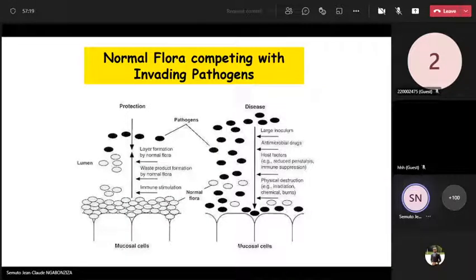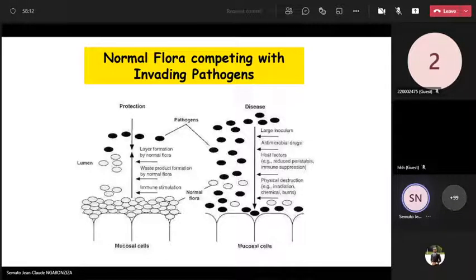So how does normal flora protect our body or protect the mucous membrane, the mucosa cell? We have two sides: a protected host, and a host that is affected, with disease. In the protected host, we have a pathogen that did not manage to grow. Why are they not able to grow? One reason is immune stimulation of the mucosa, or the host, stimulated by the antigen from normal flora.